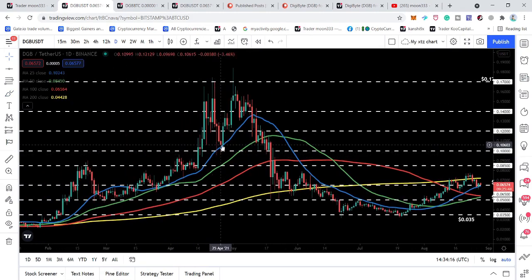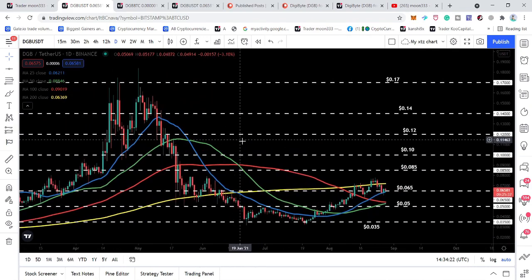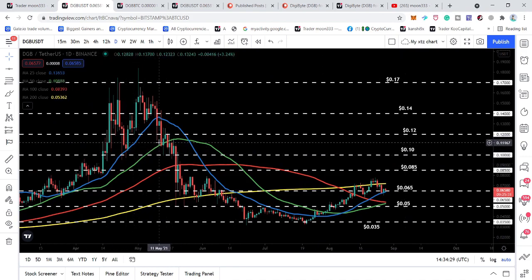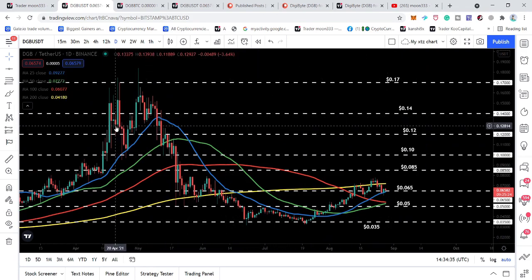cents has been breaking as a support here and here as well and here as well. Therefore, it can be also another strong resistance on the daily time frame. Then we will have the next resistance at 10 cents. It has been breaking as a support here and here as well. Then we have 12 cents that has been breaking as a support here and as a support here as well and here as well.